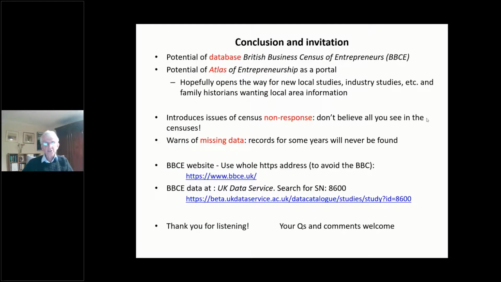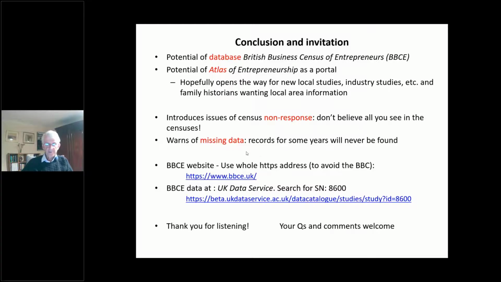Okay, to get to the conclusion and allow you some time for comments, I've tried to show you the potential of the database and the Atlas as a portal. I hope it encourages you and opens ways for new studies. I've shown you, I think, that non-responses can be quite important and something to be aware of. Don't believe all you see is all there is in the past.